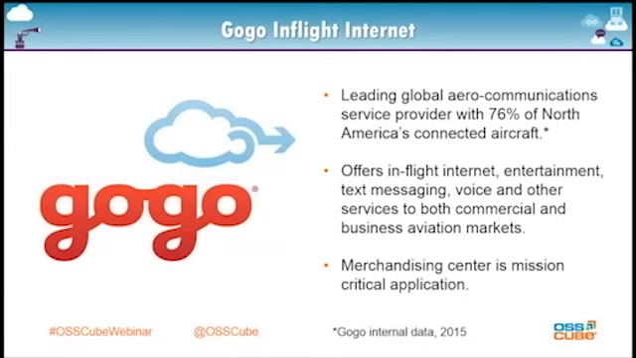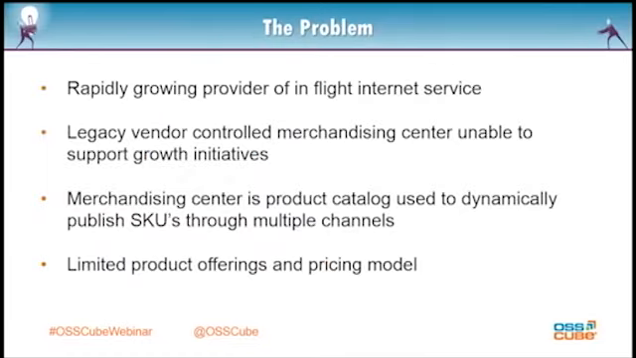Now, what was the problem that we were trying to solve here? When GoGo contacted OSSCube, they were using a legacy vendor-controlled merchandising center application. While the application had served their needs during the foundation years of the business, the limitation it brought was coming in the way of the future growth plans and new product offerings that GoGo was planning on bringing to the market. So A, they did not control the application, so any enhancements they needed had to be done by the vendor, and it was an expensive and time-consuming process to get new features and changes done in the application.